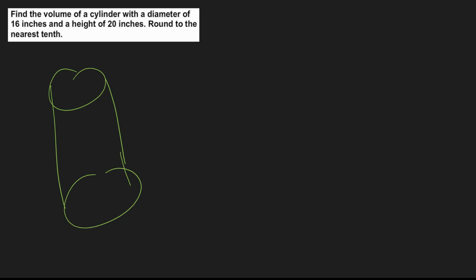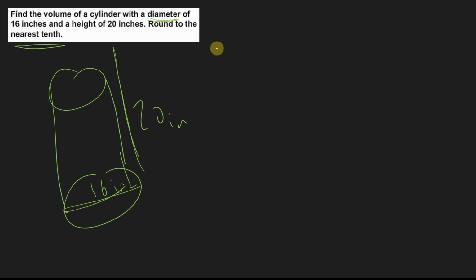And it says that the diameter is 16. Now that's a good word right there, right? Diameter. Diameter means all the way across. So all the way across is going to be 16. And it says that the height, so that's this way, that's 20 inches. Let me actually put a little IN, and I'm going to squeeze that in there. It's inches. And it wants me to find the volume, and I'm going to do it properly this time to the nearest tenth.